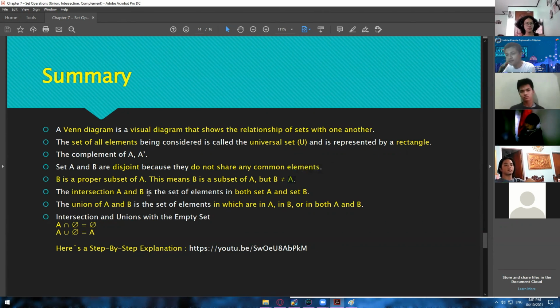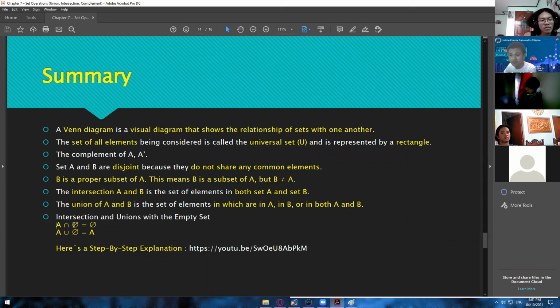It's just that the elements of B can be found on the set A itself. Okay, and the intersection of A and B is a set of elements in both set A and set B. And then the union of A and B is the set of elements which are in A, in B, or in both A and B. And lastly, intersection and unions with the empty set. So just in case that you were asked that we have this, let's say, set A that contains any elements, and then it's intersected with a null element, so no element. So all you need to do is answer this with a null element because they don't have any common elements.